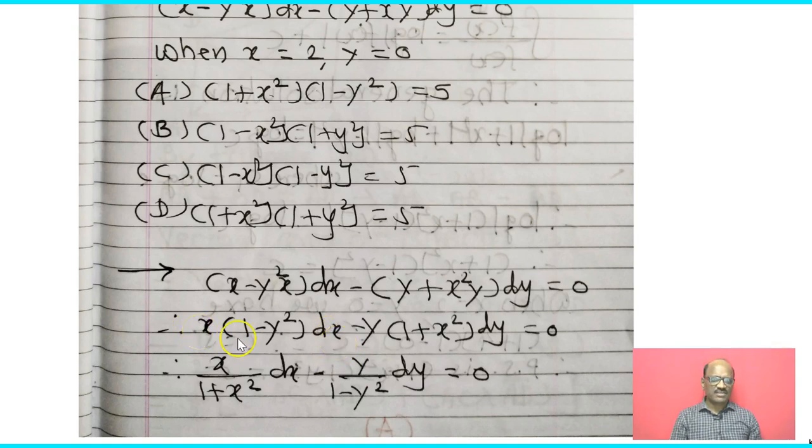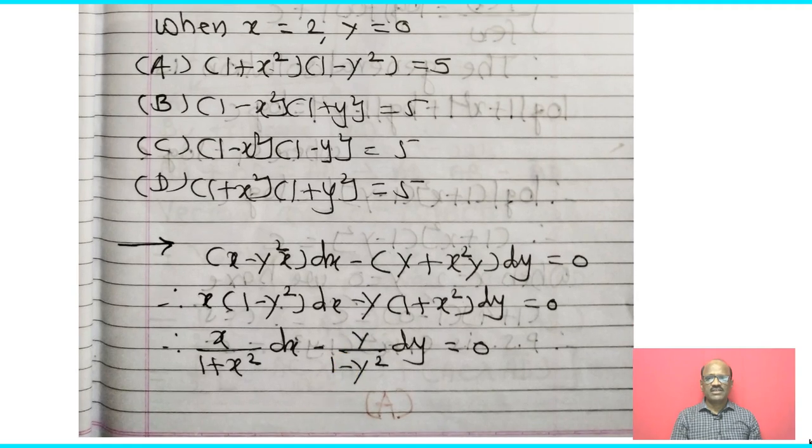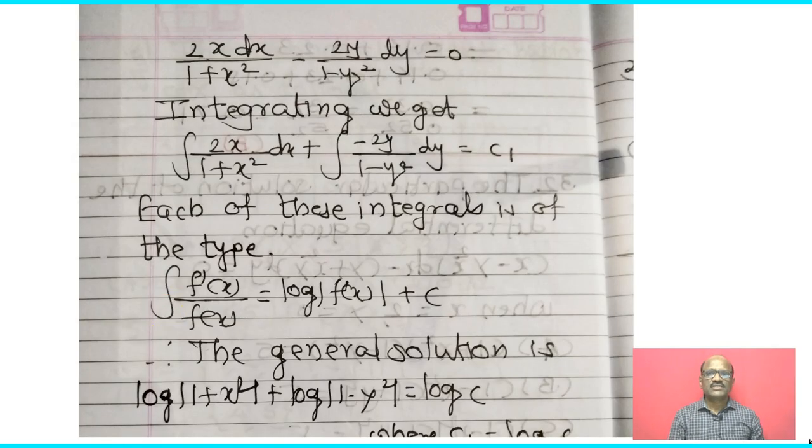We require here x, but 1 minus x square we do not want here, and here we do not want 1 plus x square. Therefore divide on both sides by 1 minus x square into 1 plus x square into 1 minus y square. Then you will get x upon 1 plus x square dx minus y upon 1 minus y square dy, and integrate on both sides. Then you will get 2x upon 1 plus x square dx minus 2y upon 1 minus y square dy equals 0.